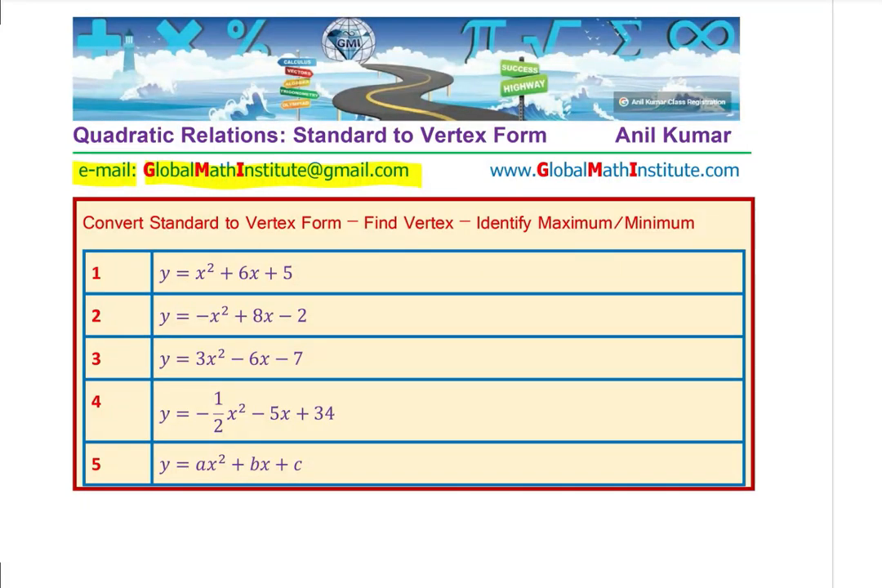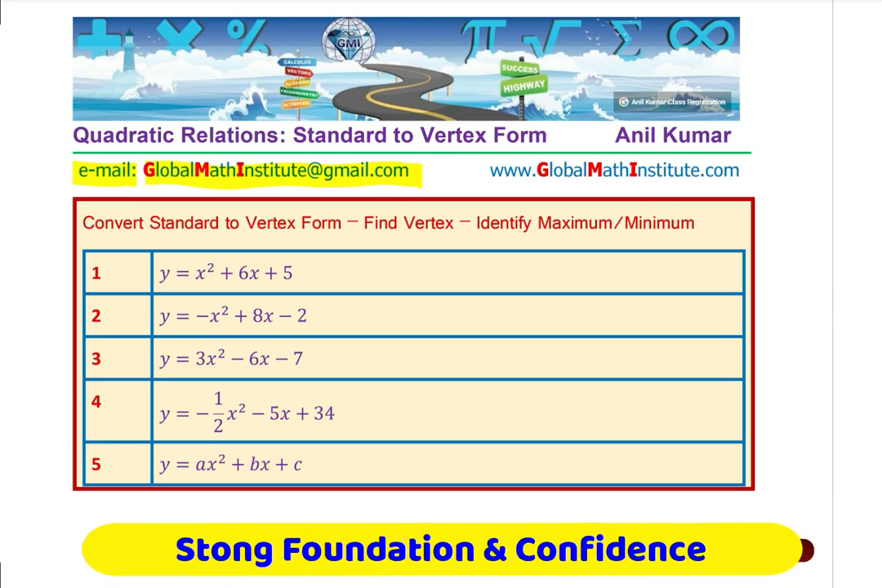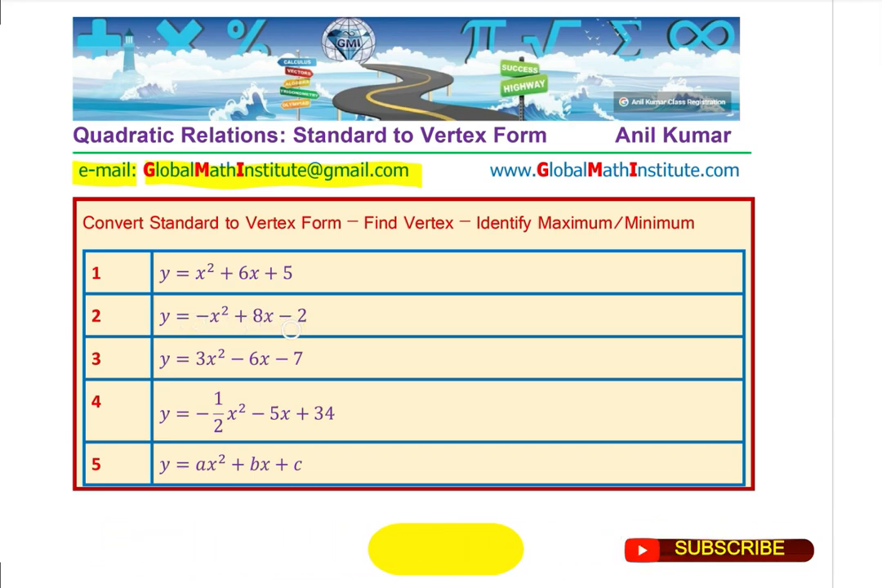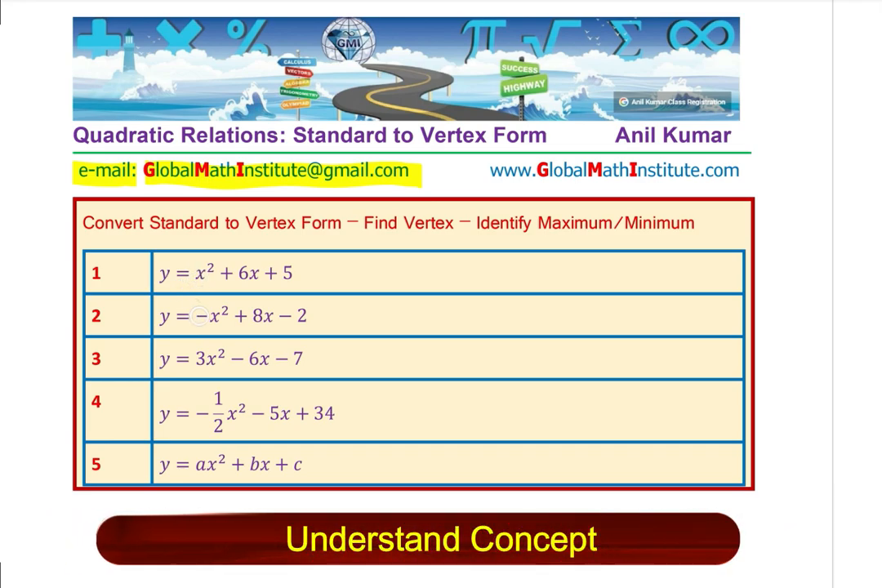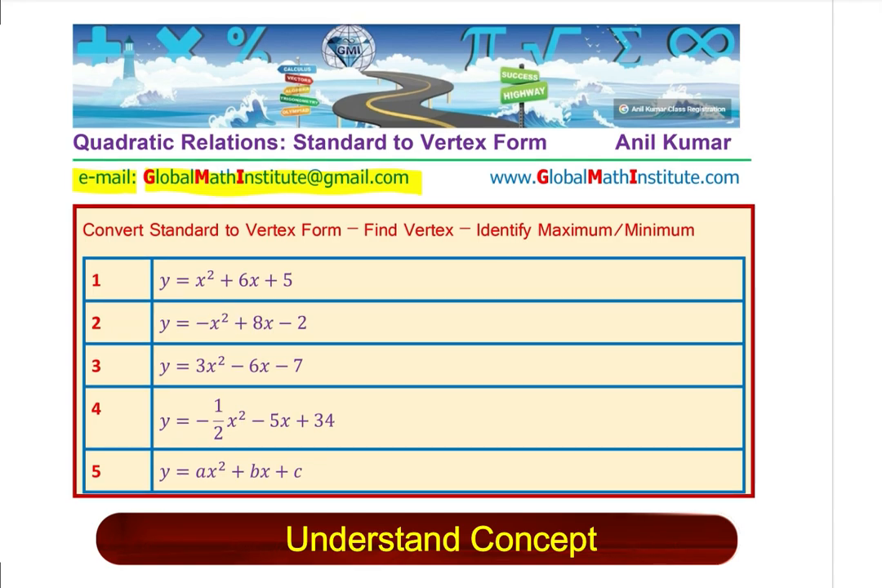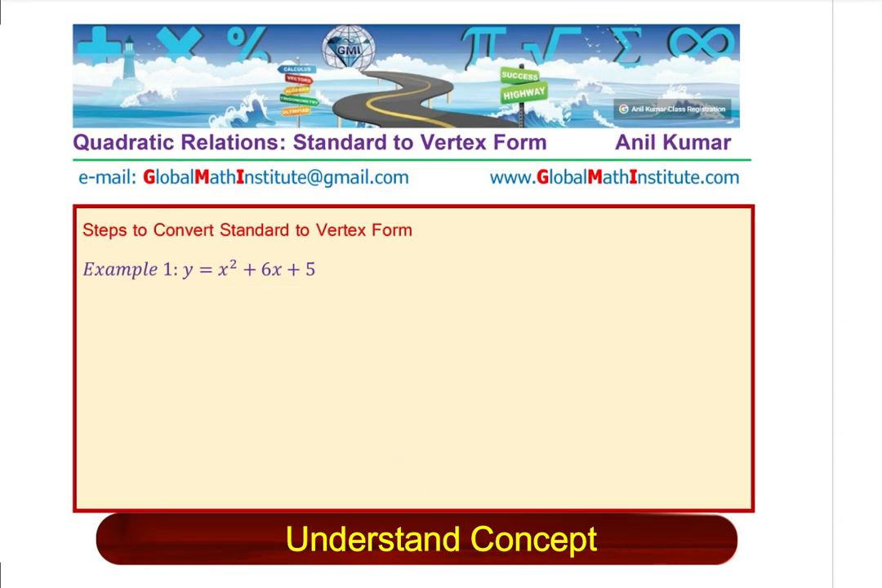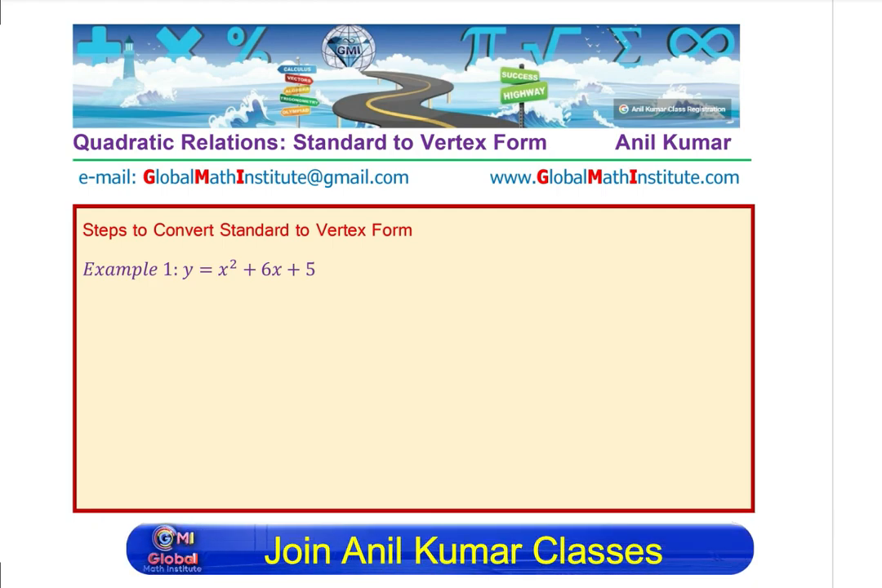Now, let's look into converting these equations which are given in standard form into vertex form. As you can see, the coefficient of x is -1, 3, -half, and this is the general solution which I am going to provide at the end of the video. So the very first question here is y equals x squared plus 6x plus 5. To write it in vertex form, we follow a few steps. Let me rewrite the question first. y equals x squared plus 6x plus 5.